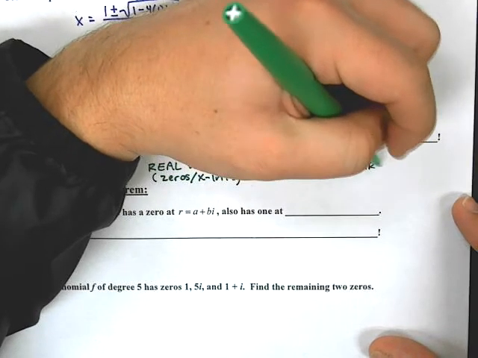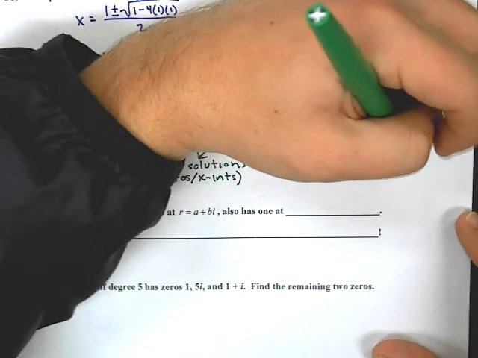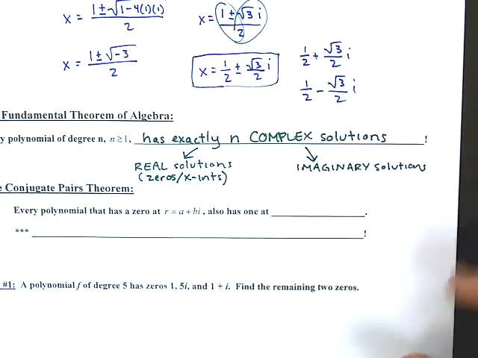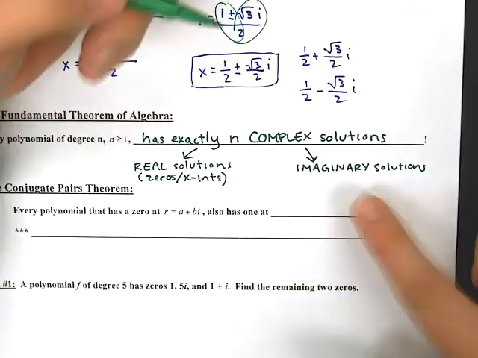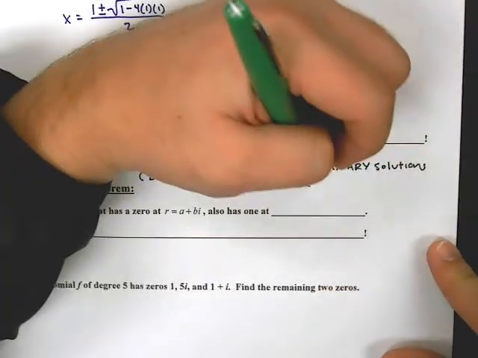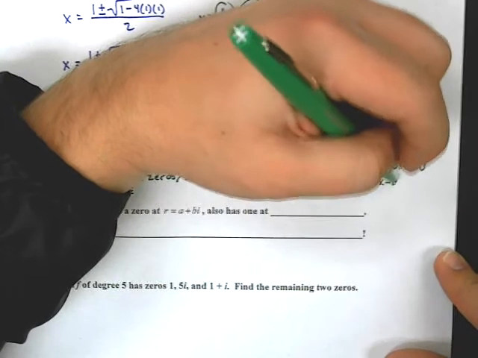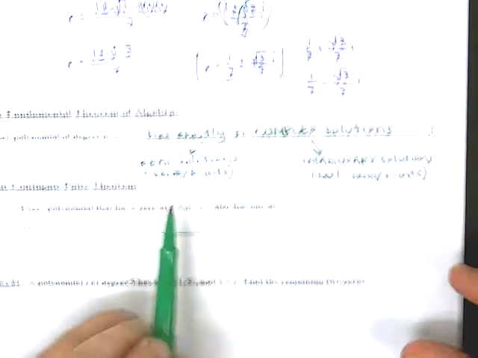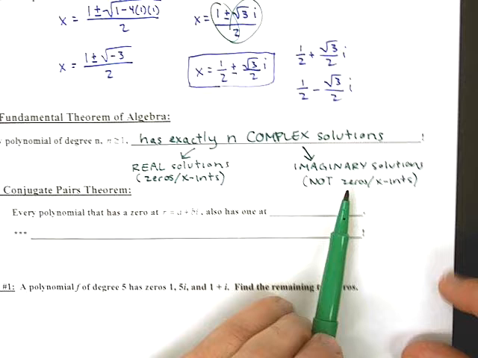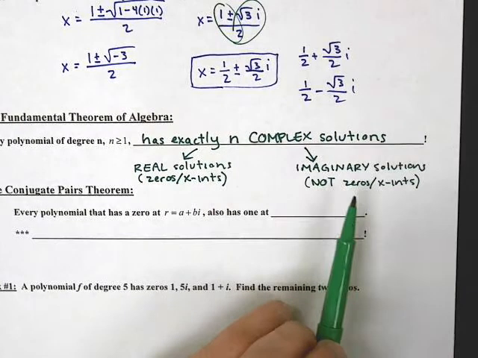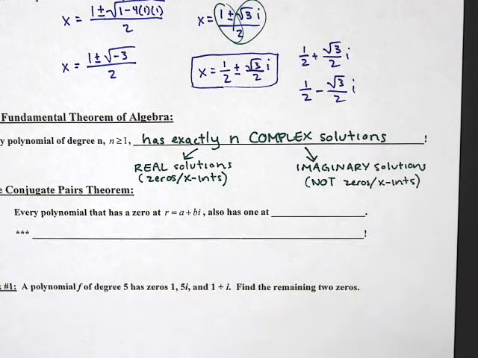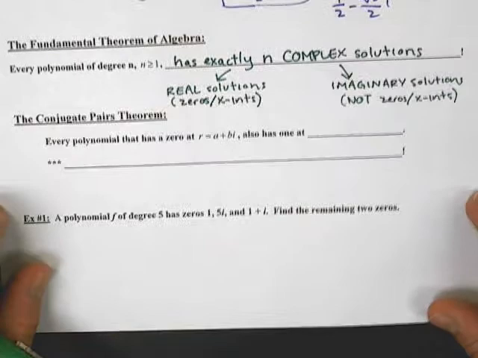imaginary solutions. Okay, solutions that involve i. And what we say for these is not zeros or x-intercepts. All right, these are the ones we have to graph. These are the ones that still make up the polynomial, but we don't really see them necessarily at the x-axis. Okay? All right. Let's see here.